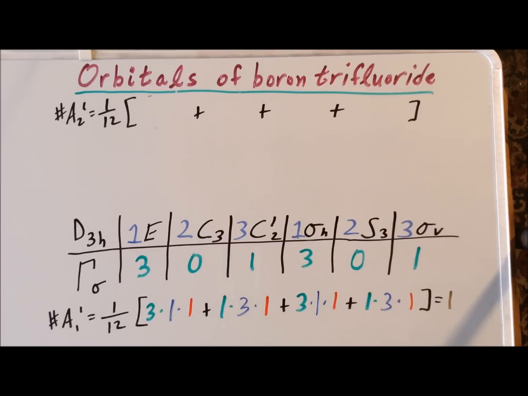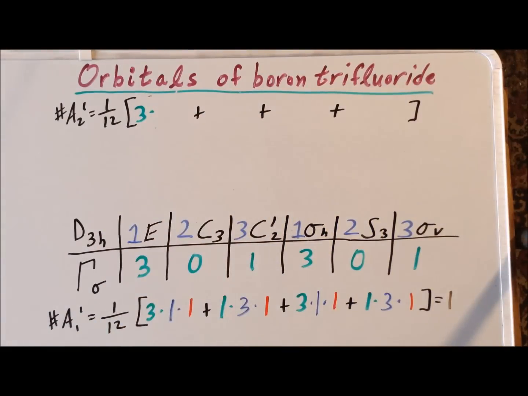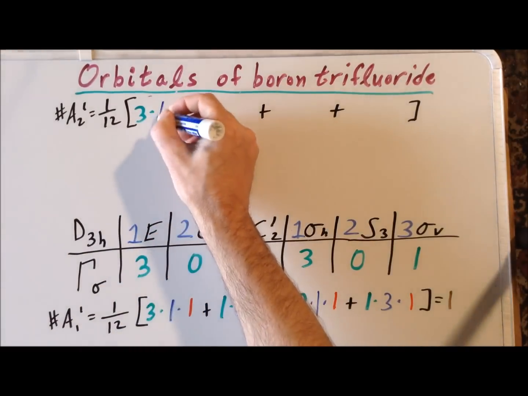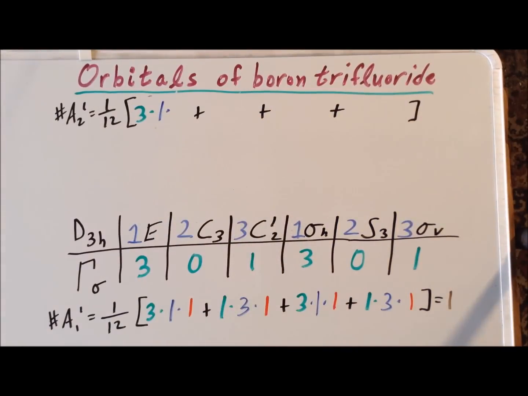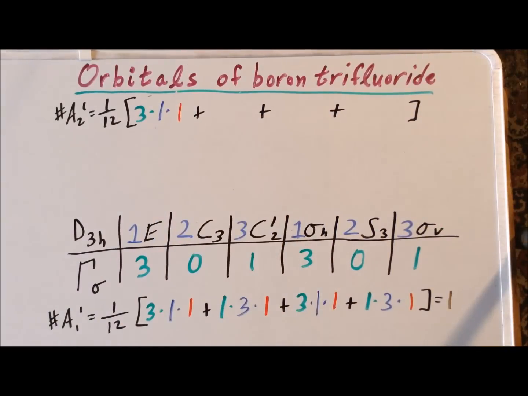So as we did before, the first factor is going to be the character from the reducible representation. That's our 3. The second factor is the number of symmetry operations in the class, which is 1. And our third number, which we're going to write in red, is the character from the character table, D3H. And that will be different depending upon which irreducible representation we have. So the character here is again going to be a 1.